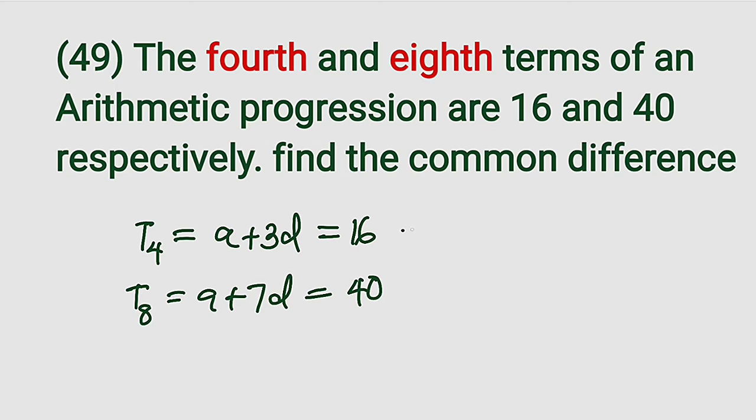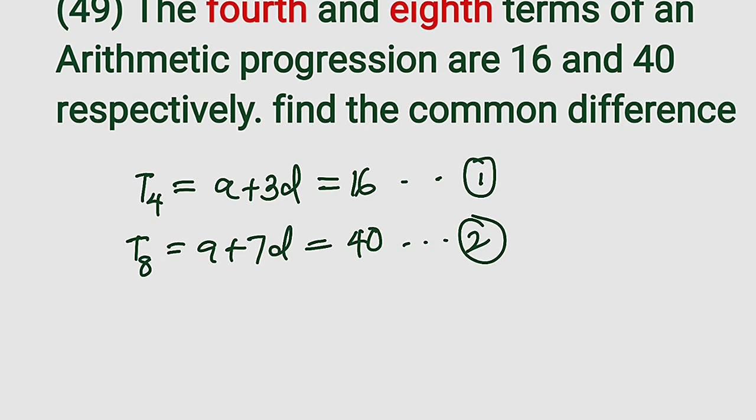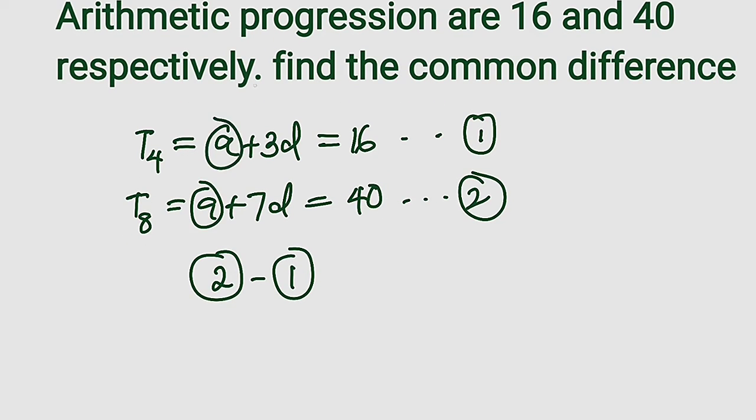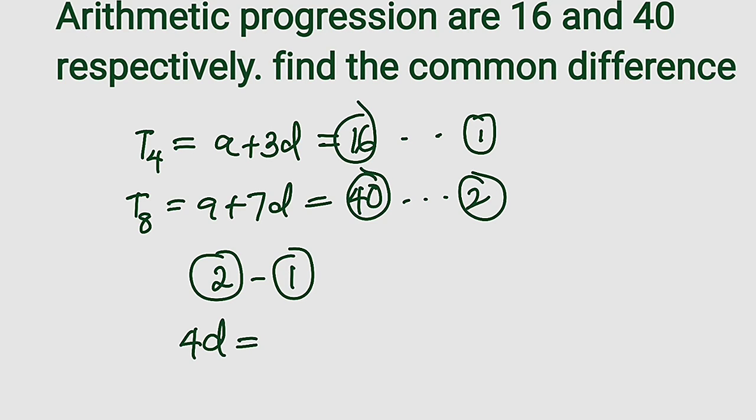And we can give them a name. This is equation 1 and this is equation number 2. You can say that equation number 2 minus equation number 1, right? Because I realize this is bigger, so I would like to start with equation number 2. A minus A is 0. 7 minus 3 is 4. So we have 4D equal to 40 minus 16, which is 24.